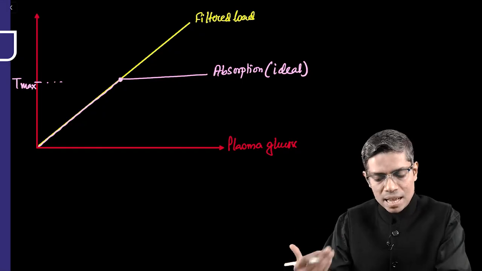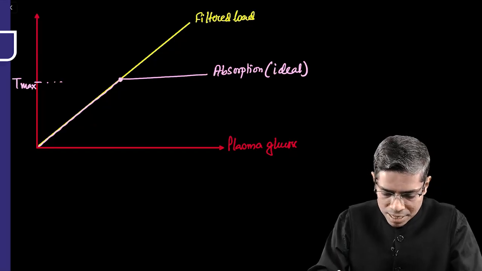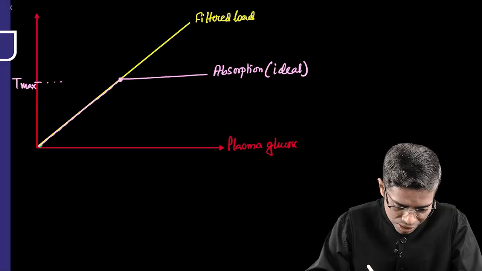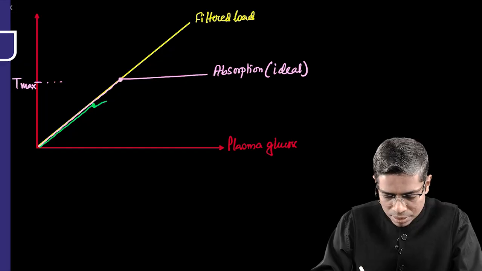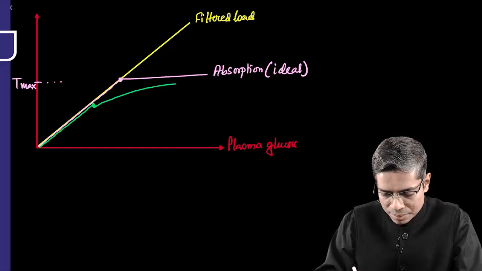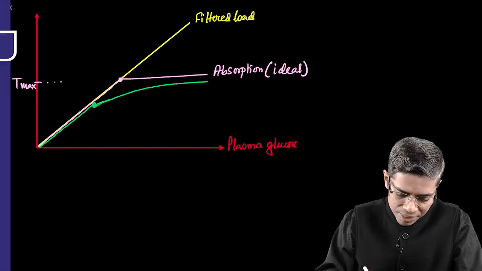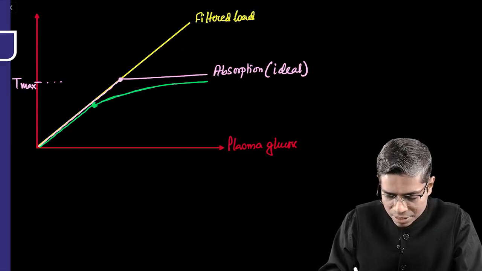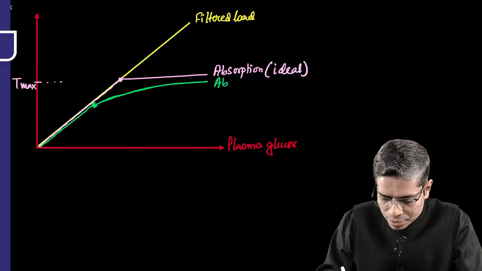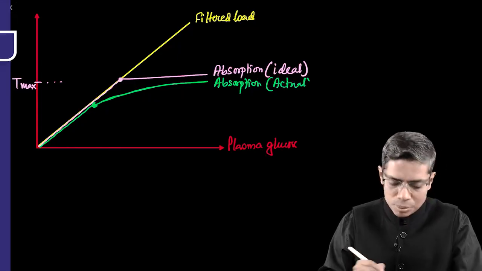So now if you draw the actual curve of glucose reabsorption, I am drawing it with this green color. Initially the reabsorption will be proportionate to filtration. Now from this point onward, the reabsorption curve will be diverted from the ideal curve. So from this point onward, the reabsorption curve is diverting from the ideal one. So now I can understand that there is a deviation of this actual absorption curve. So this is also an absorption curve, but this is the actual absorption curve.